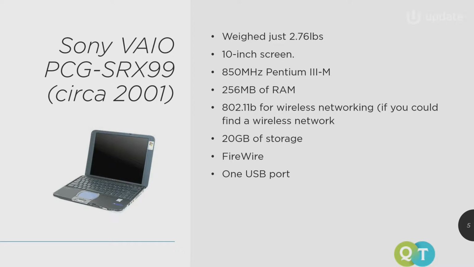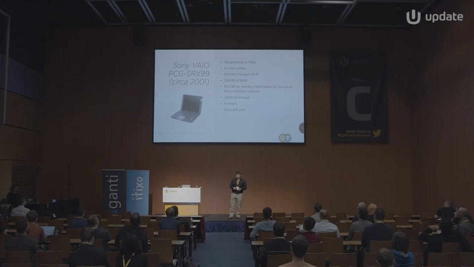All right, so first I always like to start with why IoT. And this was really good when I added it into my slides like 4 years ago, and it's becoming less and less relevant. But I'll just keep doing it every time. So this is the Sony Vaio. It came out around 2001. It was only 2.76 pounds. It had a 10-inch screen, 850 megahertz, 250 megabytes of RAM. At the time, it was priced at around $1,500. You'll notice that it has 802.11b and not Wi-Fi. Back then, Wi-Fi wasn't really established as well. So you had 802.11b and you could use Wi-Fi, that kind of stuff.